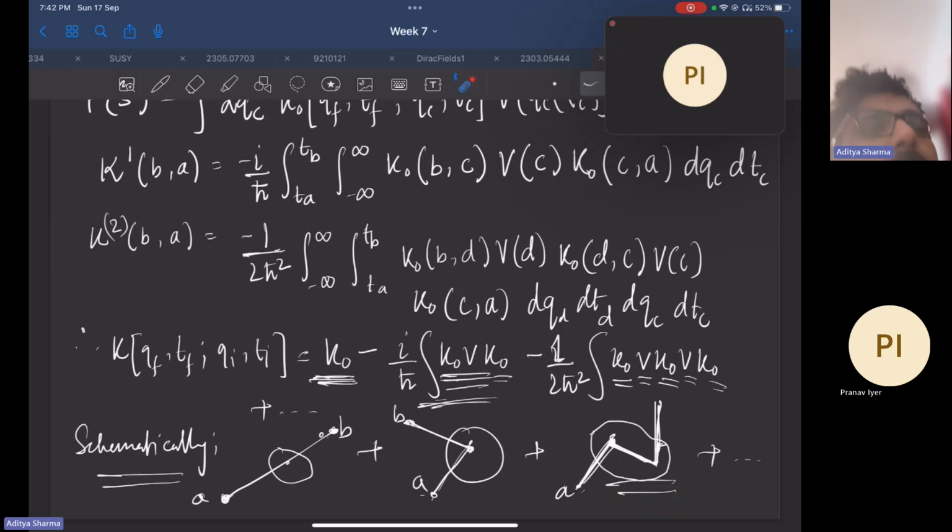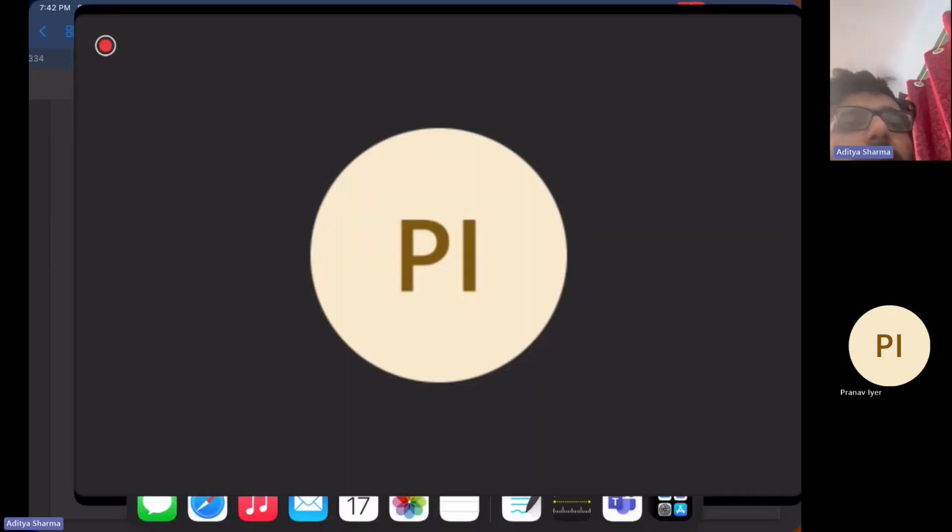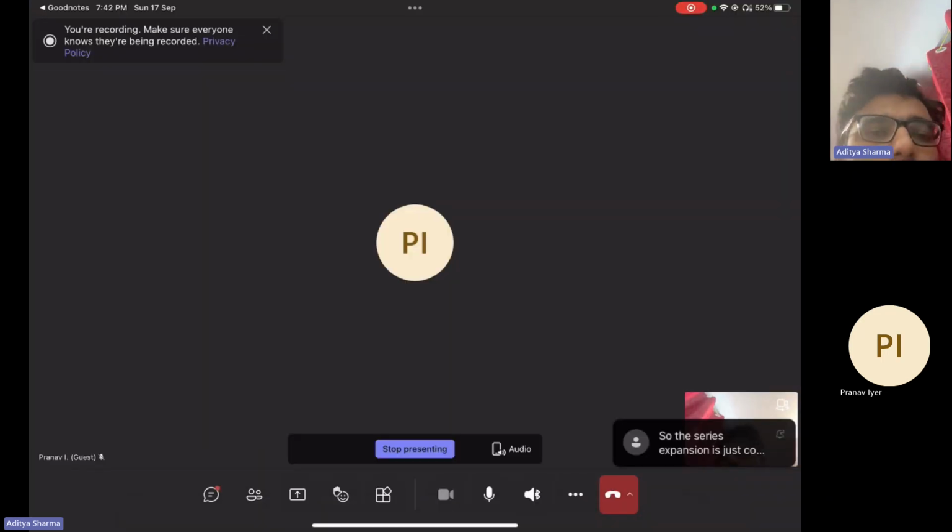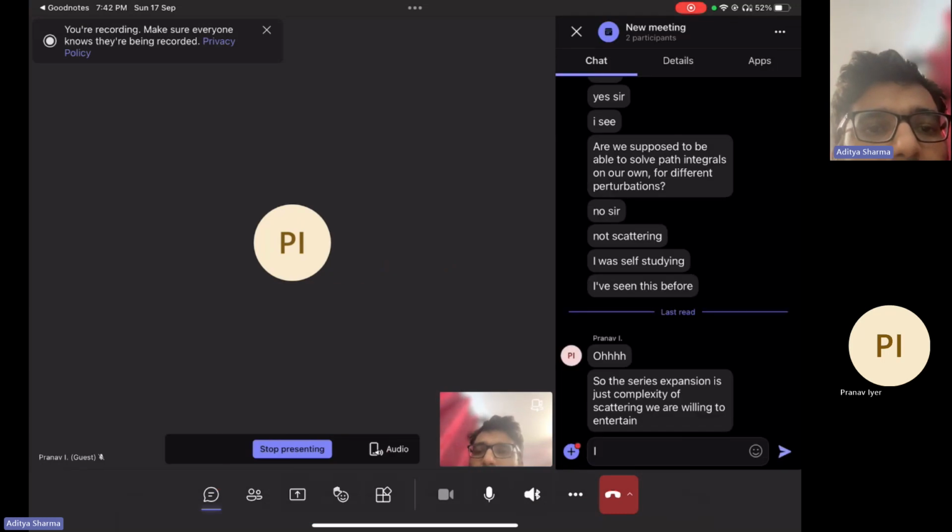And this kind of picture you see when you study, for example, what is the book which you are studying? So the series expansion is mostly the complexity of scattering we are willing to entertain. When you are doing quantum mechanics, you don't have an idea of particles being scattered. The idea is there in quantum field theory. So here scattering has another meaning. You just think of it like when you're going to study scattering in quantum mechanics.